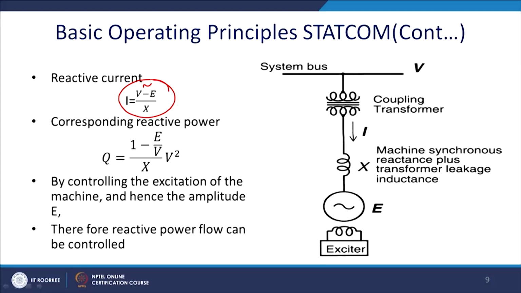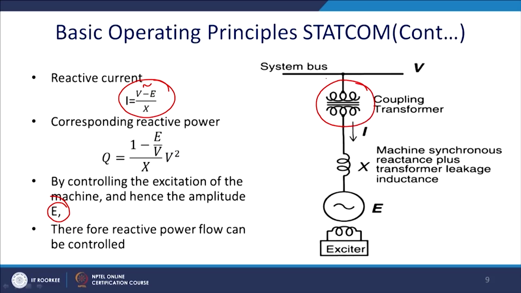So the direction of the current will change, and the corresponding reactive power will be given by (1 minus E by V) by X into V square. By controlling the excitation of the machine, the amplitude of E can be controlled, and therefore the reactive power flow can be controlled. This is the principle of operation of the rotating machine, and the same thing we can use in the STATCOM.